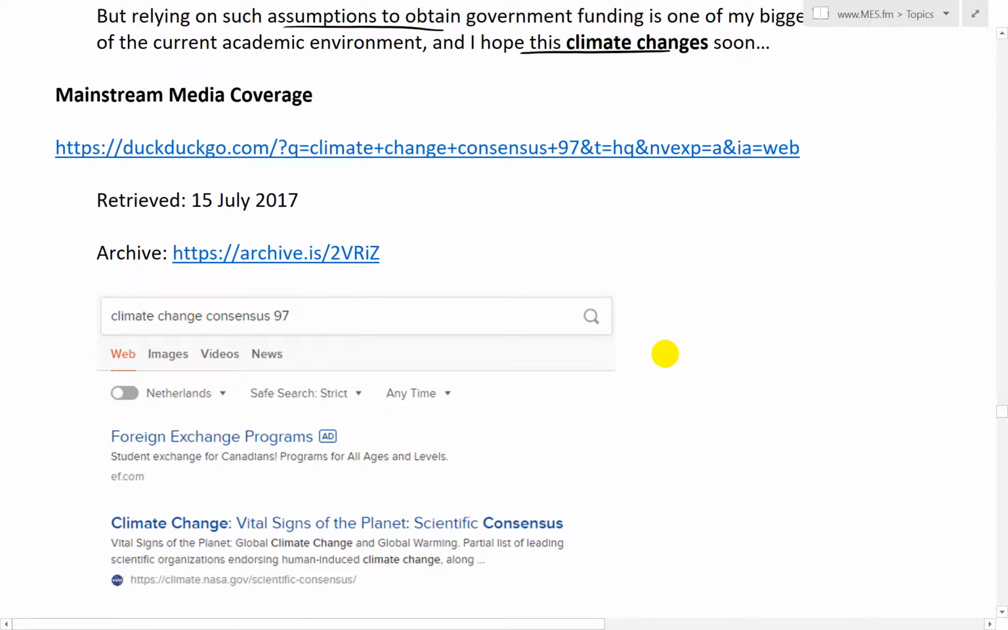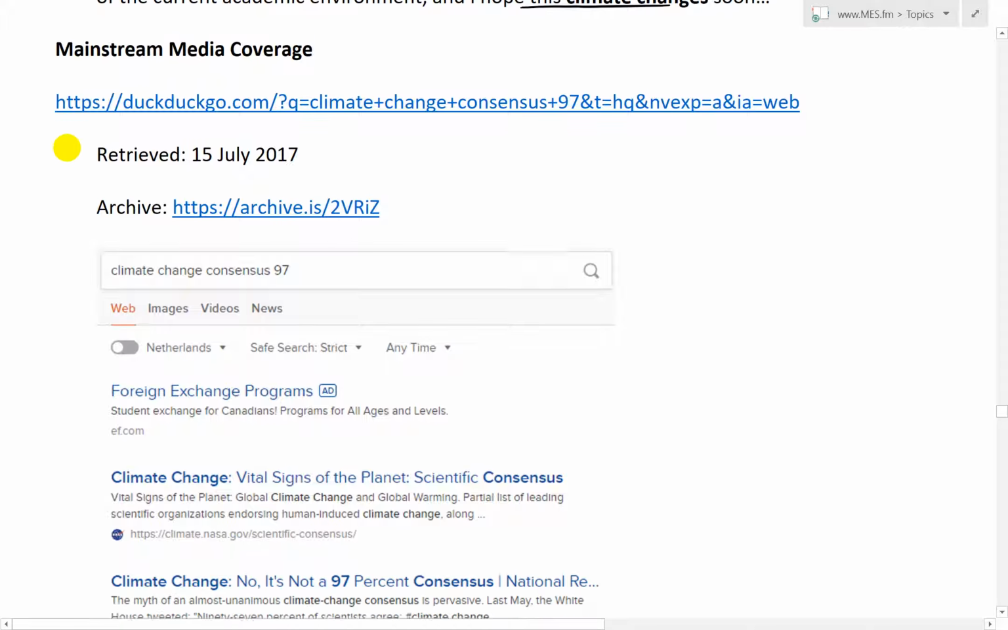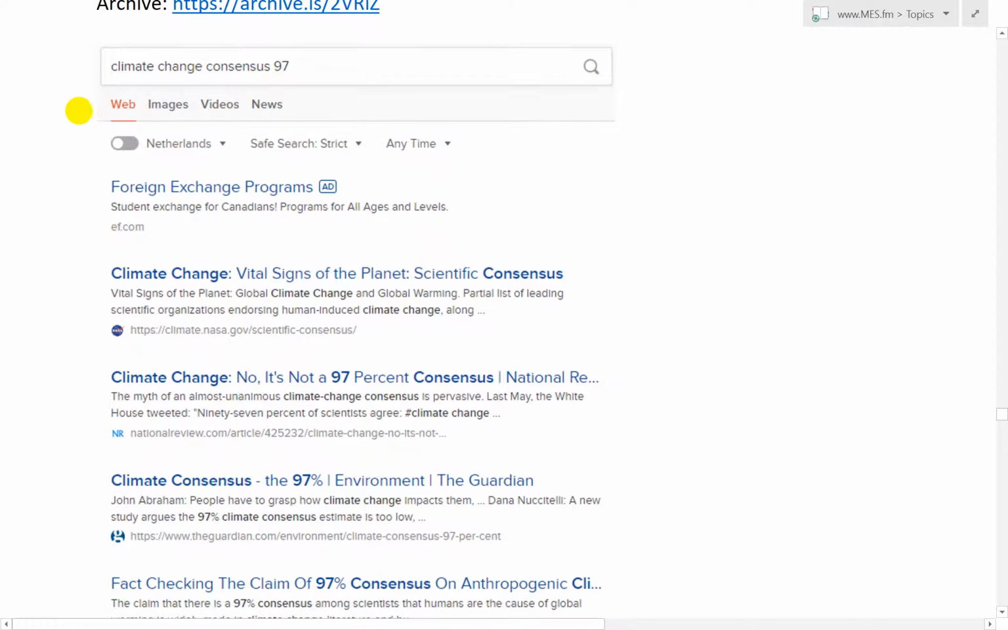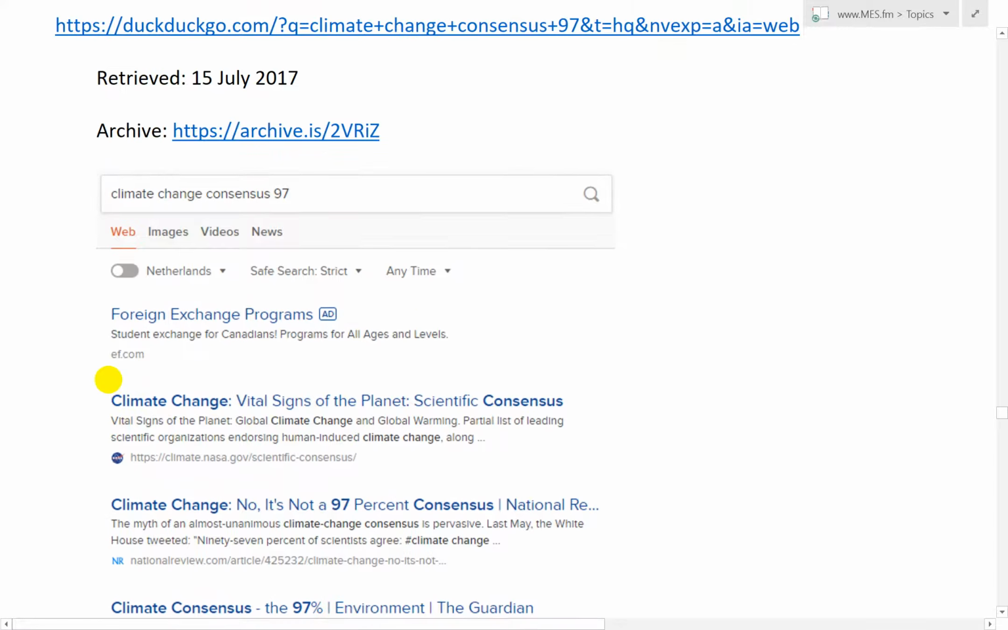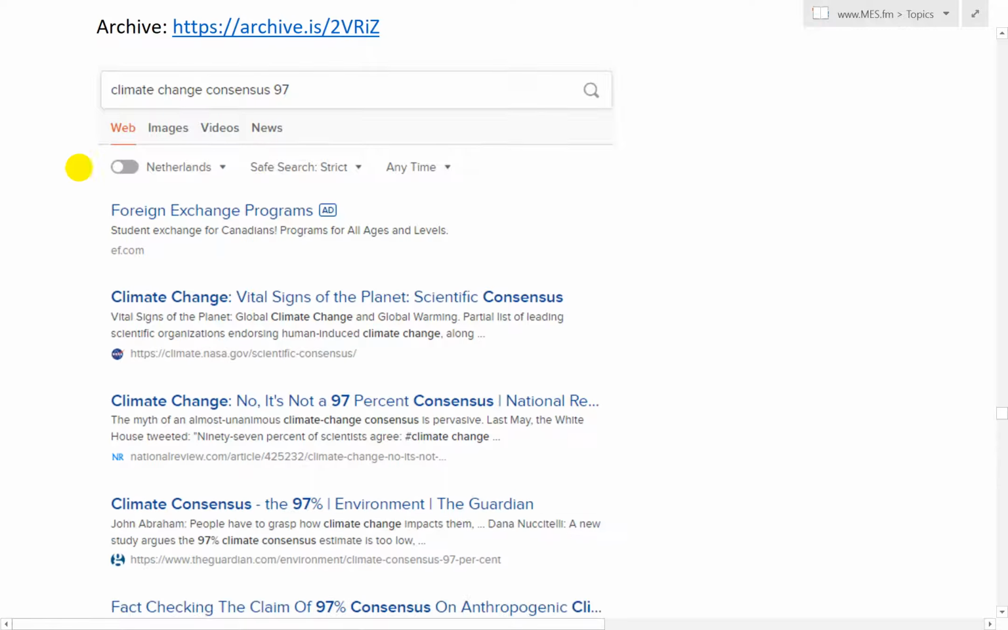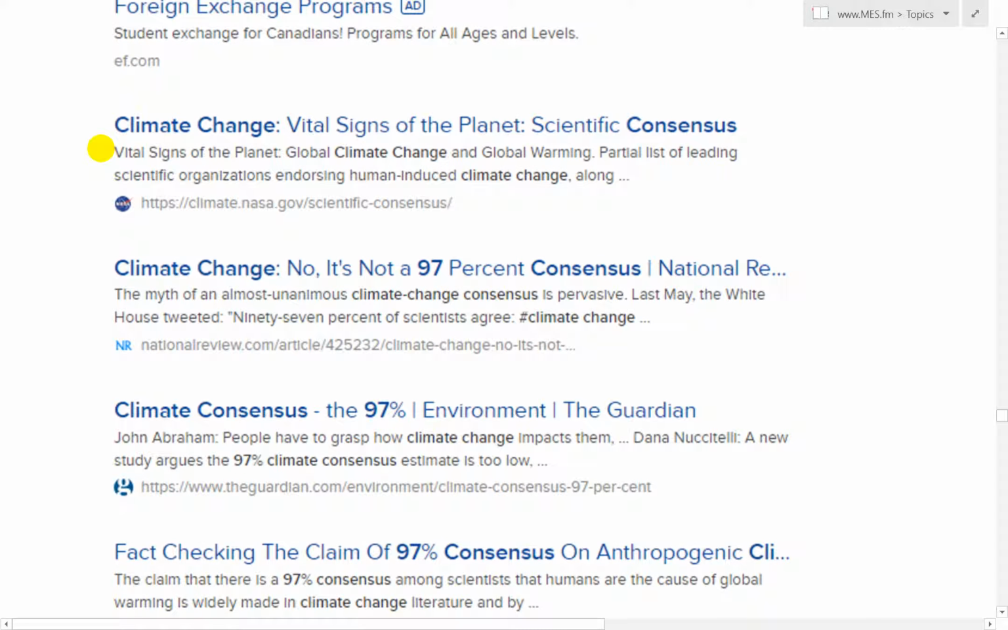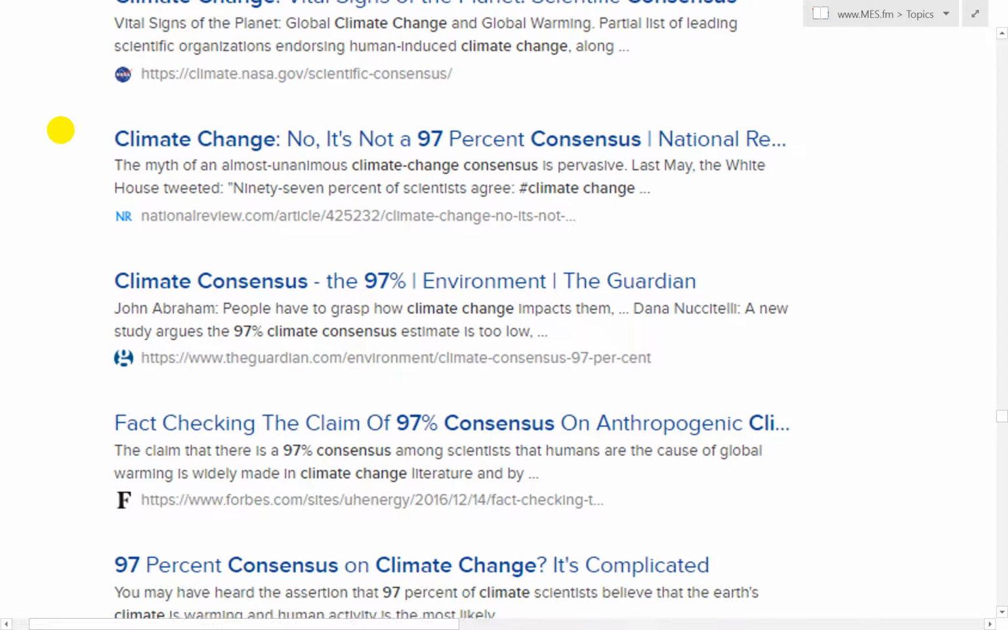This is a DuckDuckGo search. I've been using that now instead of Google, just to see the difference. Now, if you look at DuckDuckGo, climate change consensus 97%. So you have NASA, vital signs of the planet, scientific consensus. I believe that's the one that I went through.